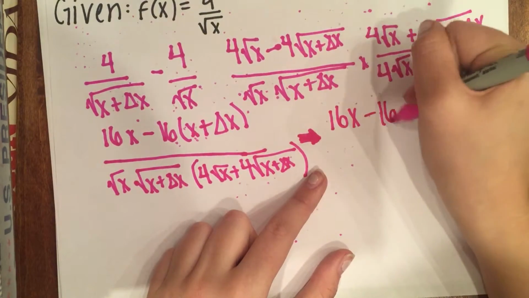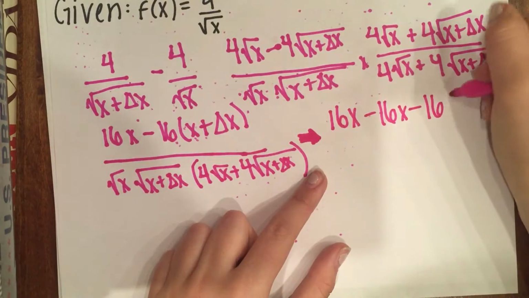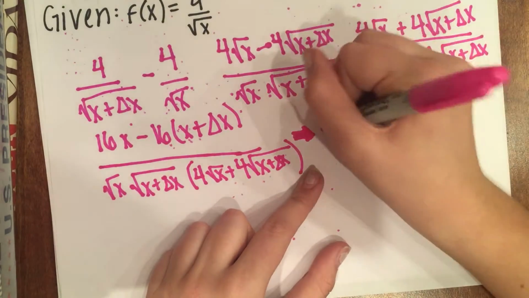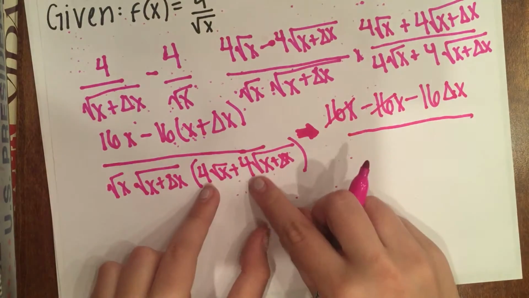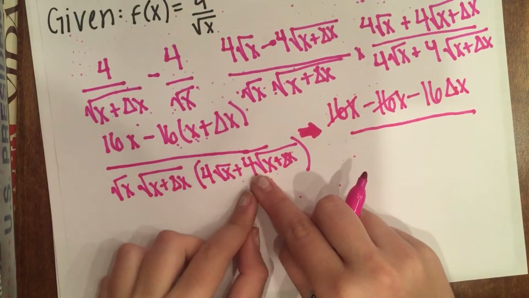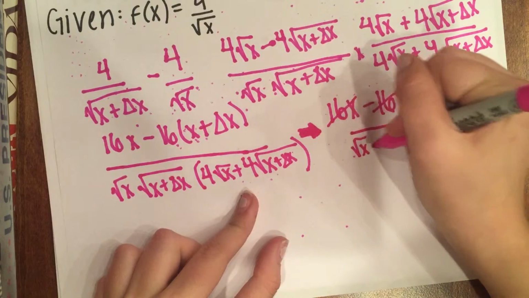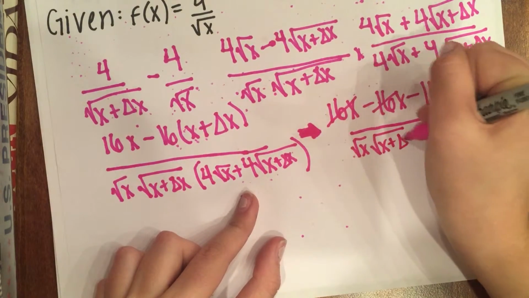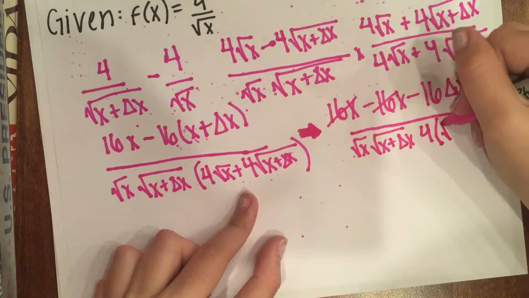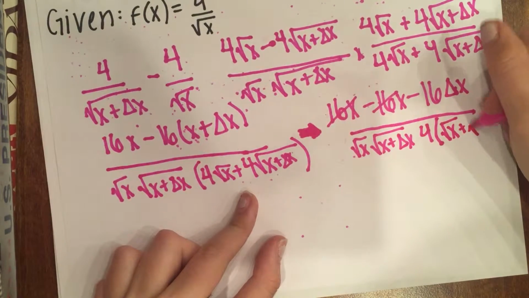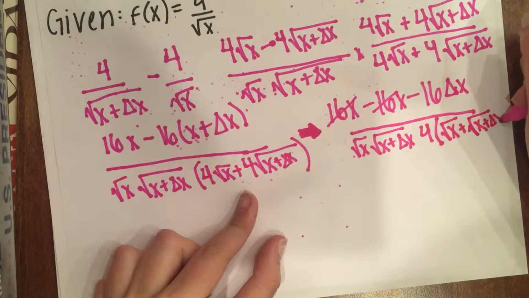16x minus 16x minus 16 delta x. So these two guys cancel. And I'm also going to take, you can see there's two 4s here, so I'm going to distribute one of them out. So I'll get root x times root x plus delta x times 4, and then a little parenthesis, x plus root x plus delta x.